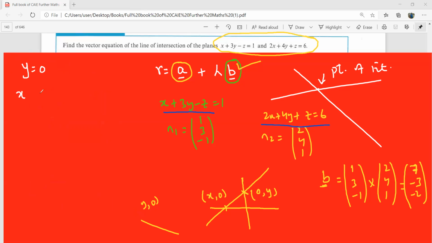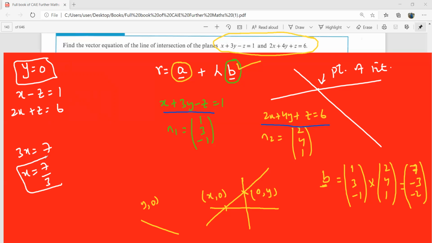So this leaves us just with two unknowns in these equations. One is x minus z equal to 1. The other is going to be 2x plus z equal to 6. Let's solve them simultaneously to find the x and z. If I add them, I get 3x equal to 7. So my x coordinate is going to be 7 by 3. I already have my y coordinate, which is 0.